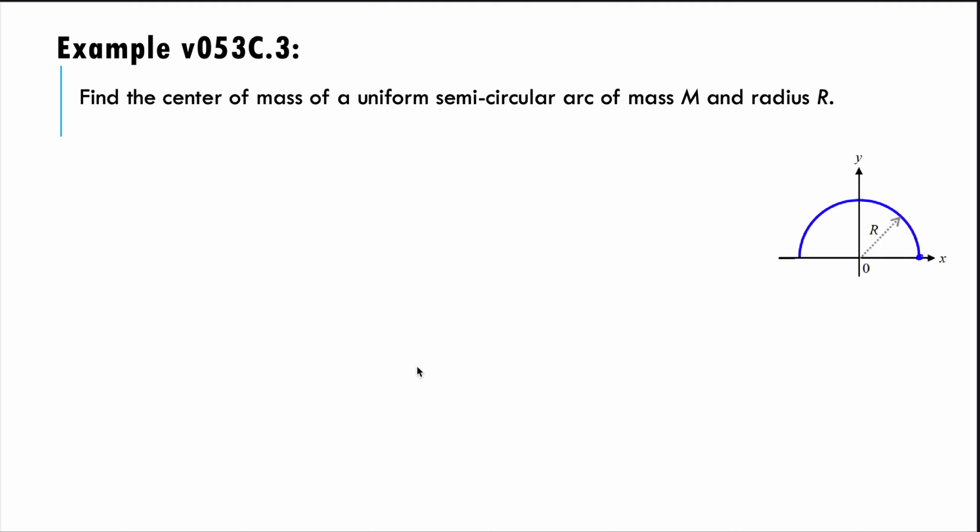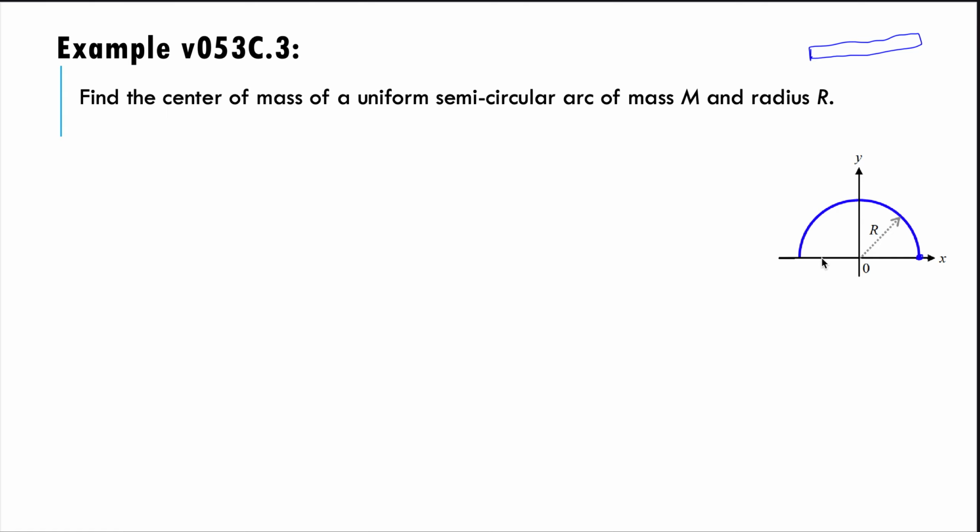Let's go over the third example from video 53C on finding the center of mass. In this problem, we want to find the center of mass of a uniform semicircular arc of mass m and radius r. So instead of having a rod of length L like we did in the previous problem, we now have an arc. It makes half of a circle.